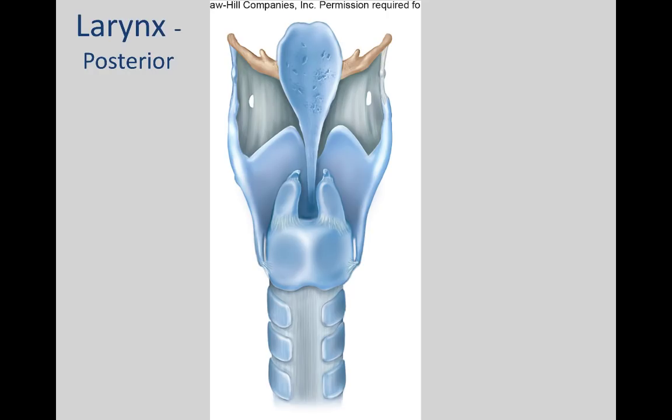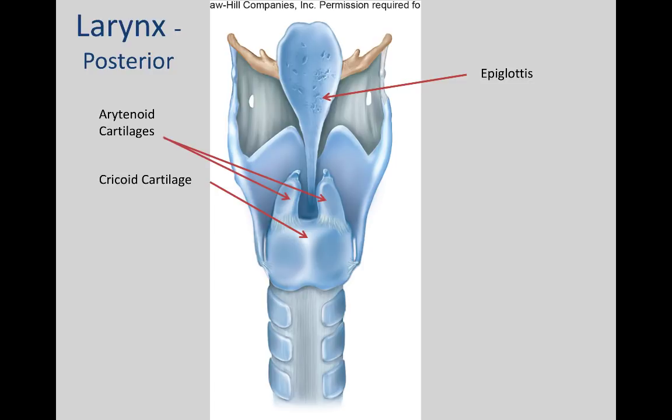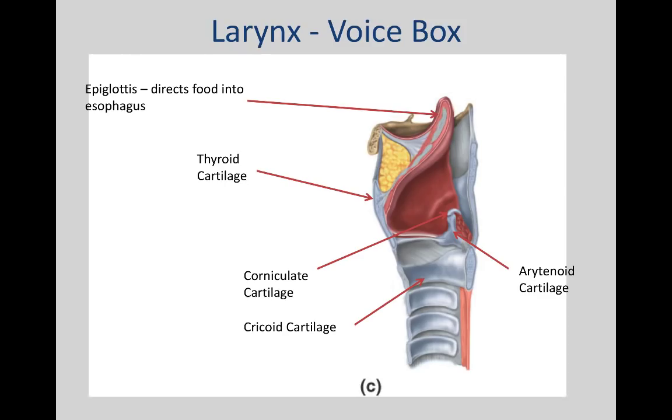From the posterior view, you will need to be able to identify a few other cartilages. Again, here is the epiglottis, and here is that cricoid cartilage. Attached to the cricoid cartilage are the arytenoid cartilages. They are responsible for abducting and adducting the vocal cords. On top of the arytenoid cartilages are two horn-shaped cartilages from which they get their name. They are called the corniculate cartilages. From a mid-sagittal view, we can see all of these structures, but also the cuneiform cartilage. These provide structural support to the vocal cords.